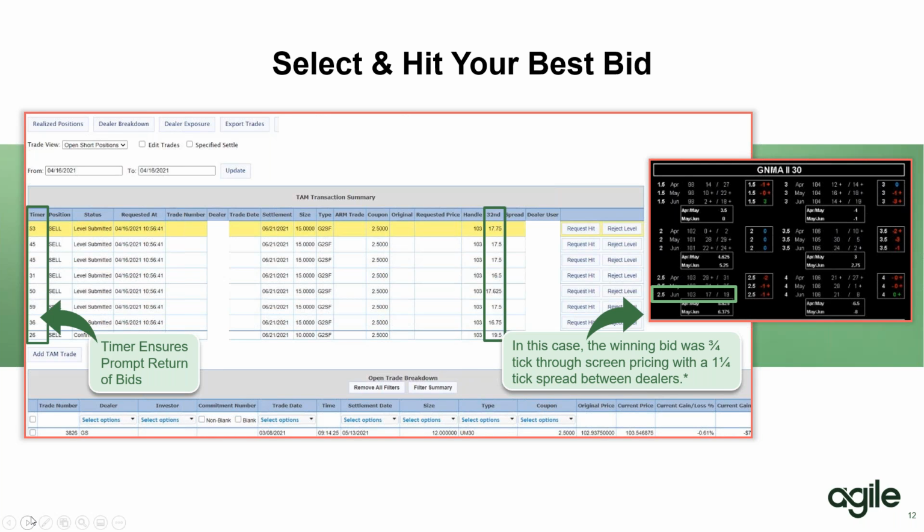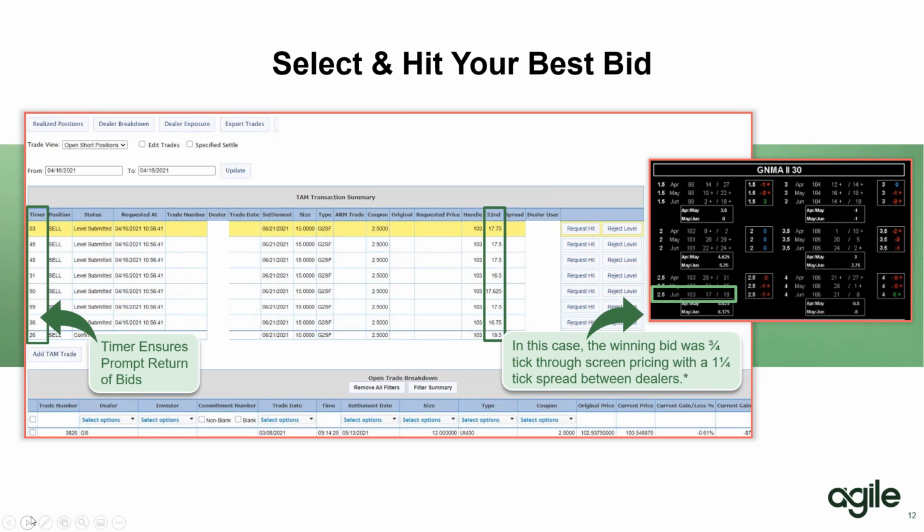Then you can see you've got some buttons here, and you've got request hit, or you can reject the level. Like I said, the third request was a request for hit in the example I was using earlier. Then the broker dealer would confirm the level a few seconds later, and at that point the trade is done. And just as you can see here, this is an example.